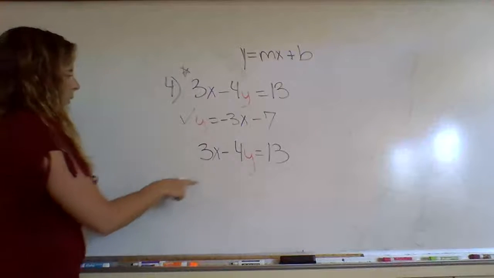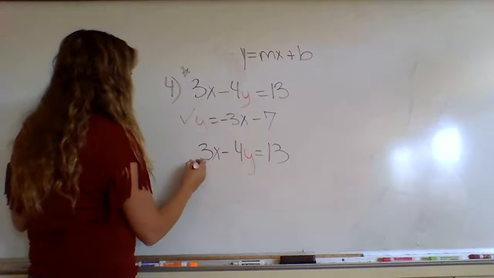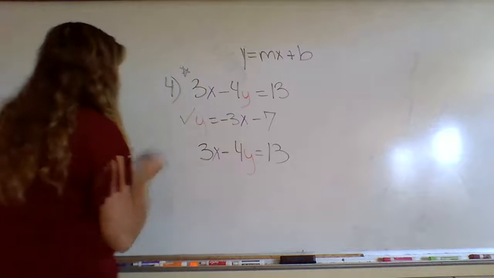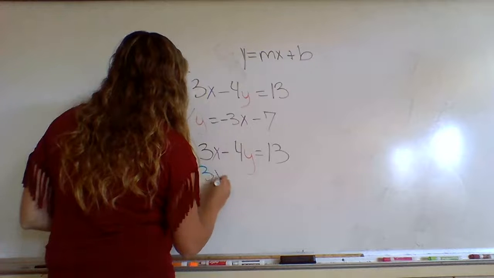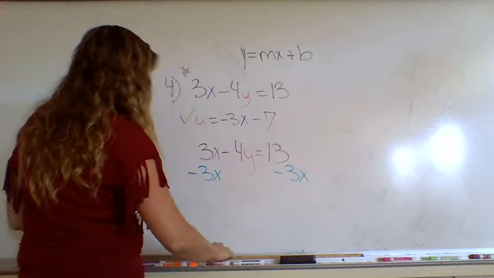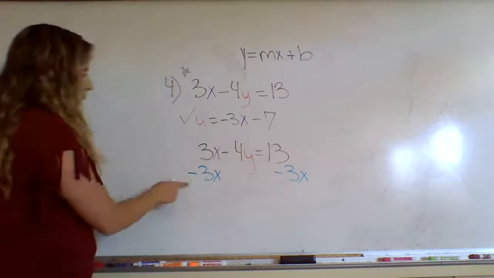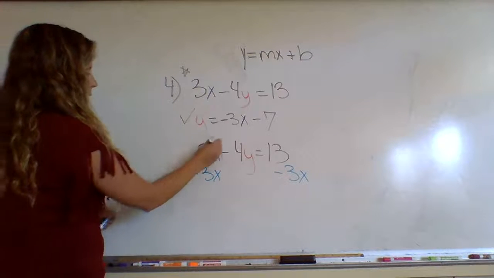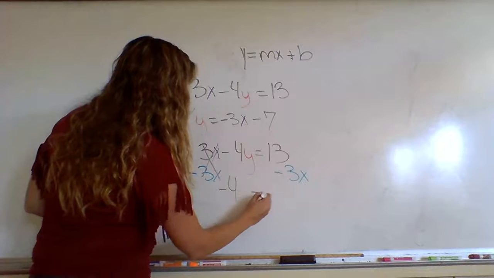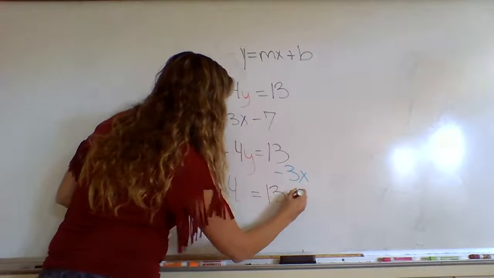So what we're going to do is subtract 3x from both sides. We're going to subtract 3x from both sides. Okay, so that will give you, this goes away, 3x minus 3x is 0. So you're left with -4y on one side, and 13 minus 3x on the other.